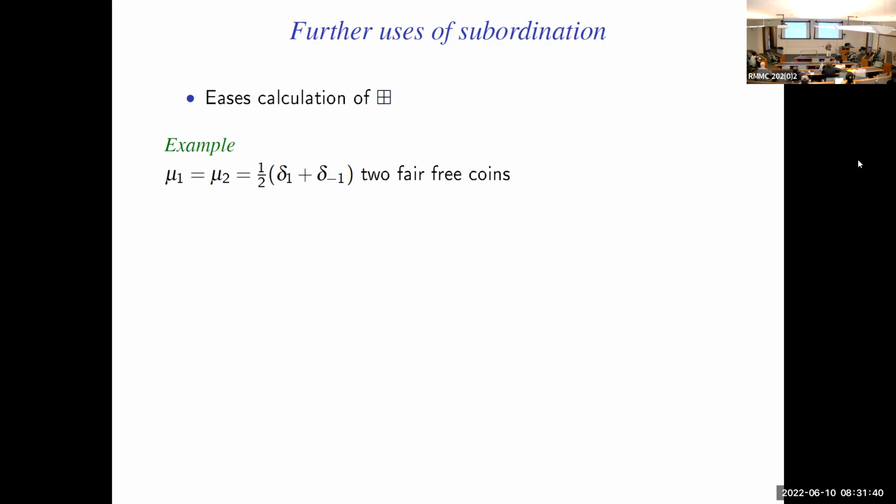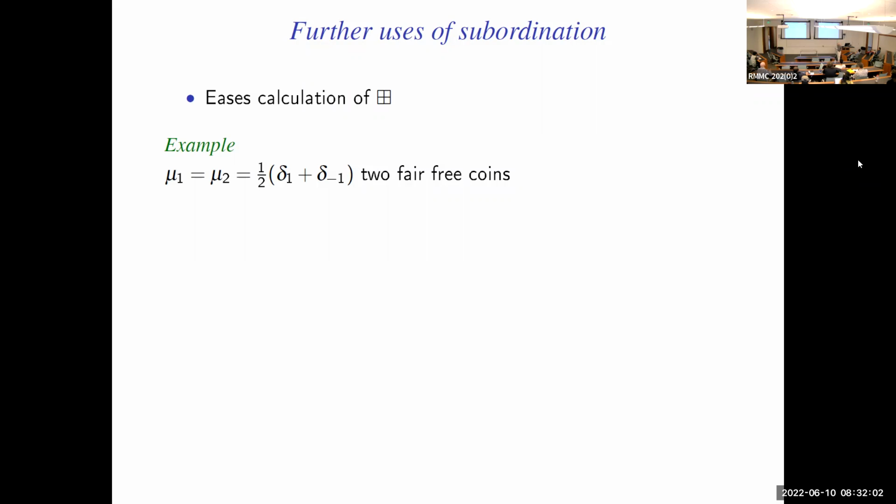This is my sample example. It's the only one that I'm going to calculate. It's the case of two Bernoulli variables. So mu1 and mu2 are freely independent and distributed according to this distribution: probability of 1 and -1 are equal to 1/2. It's what one might call two free coins. I mean, who doesn't like free coins?